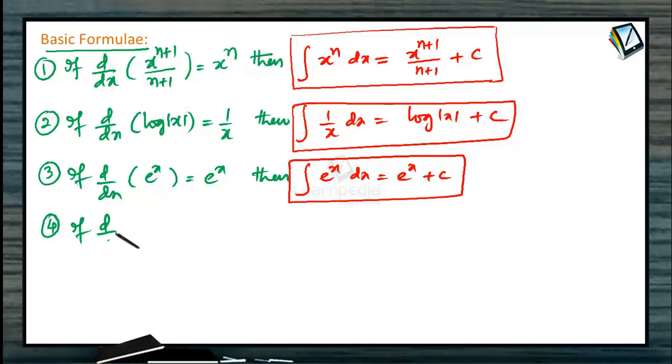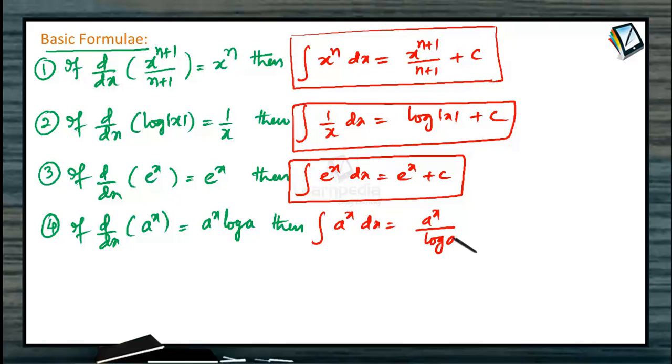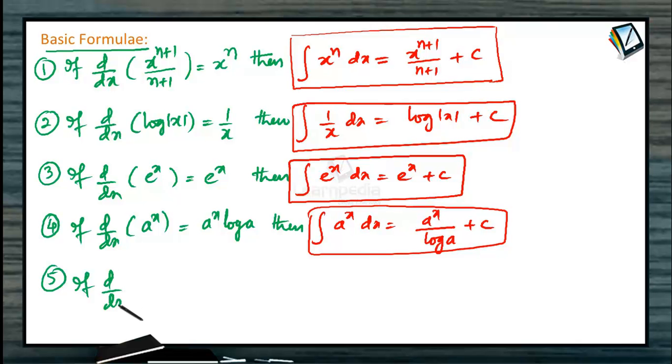Number 4: if d by dx of a power x is a power x times log a, then the integral of a power x dx is equal to a power x by log of a plus c. This is the fourth one. Next, the fifth one: if d by dx of sine of x is cos of x, then the integral of cos of x dx is equal to sine of x plus c. Sixth one: if d by dx of cos of x is equal to minus sine of x, then the integral of sine of x dx is equal to minus cos x plus c.